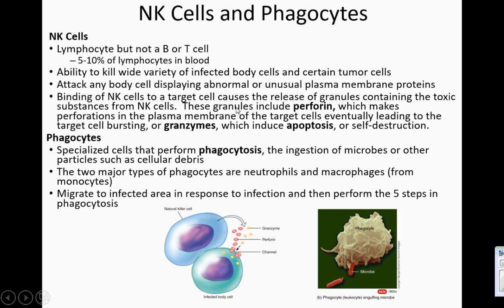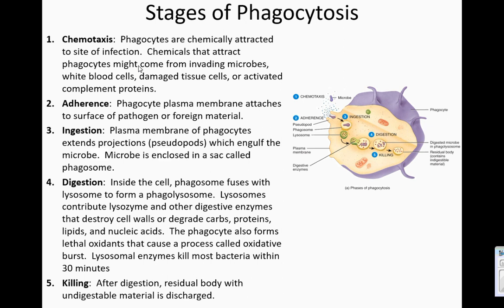Phagocytes, like we see here, once again perform phagocytosis, which is a fancy word to describe cellular eating, so the ingestion of microbes or other particles like cell debris. We know, based on what we've learned previously, that the two major types are macrophages and neutrophils. They migrate to infected areas in response to infection and then perform the 5 steps in phagocytosis, and those 5 steps are all listed right here.